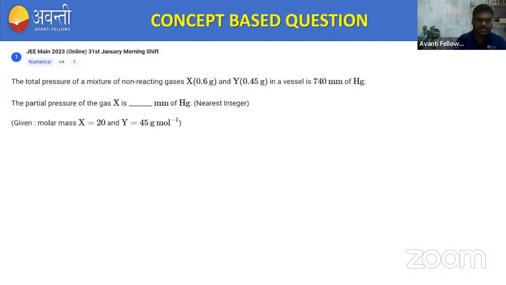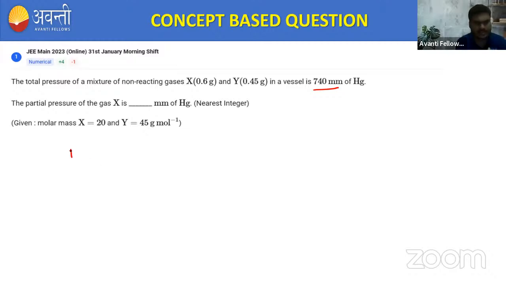ठीक है, चलो. The next question is the total pressure of the mixture. ठीक है, the total pressure of the mixture of non-reacting gases X 0.6 gram and Y 0.5 gram in a vessel is 740 mm of Hg. Total pressure is given. You need to calculate the partial pressure. So this is again the question from the Dalton's law. So this is a very simple question. We already solved such type of questions, right?